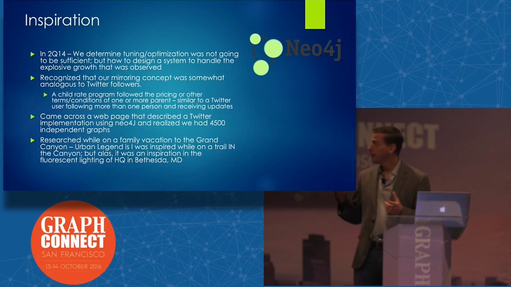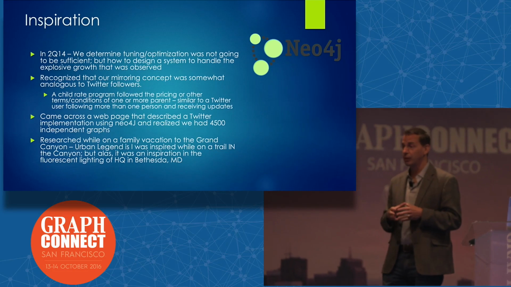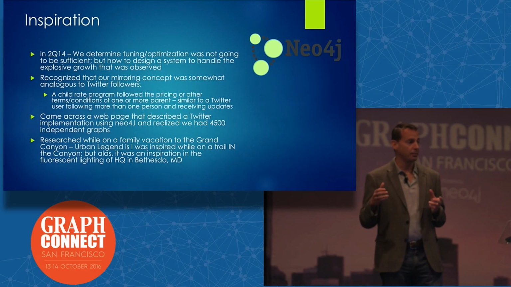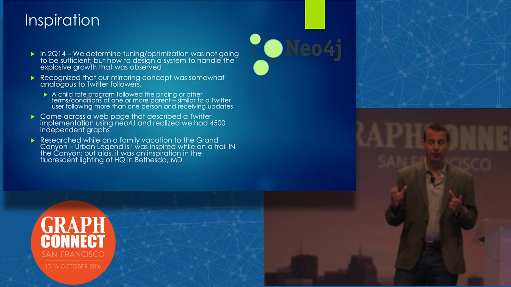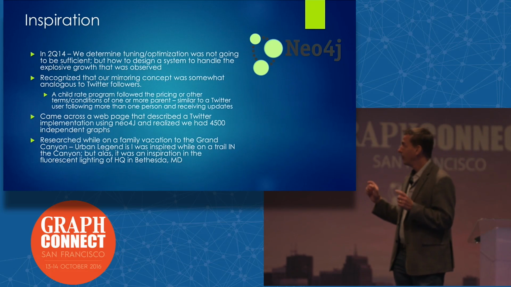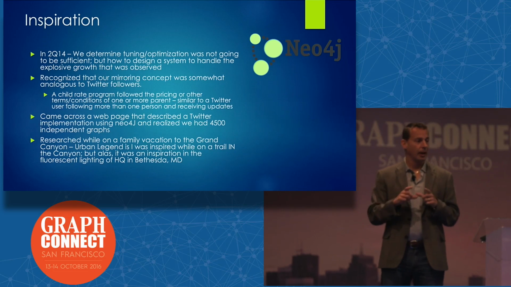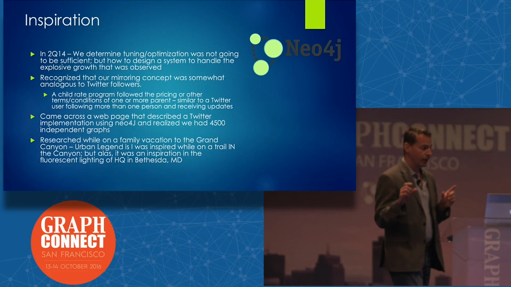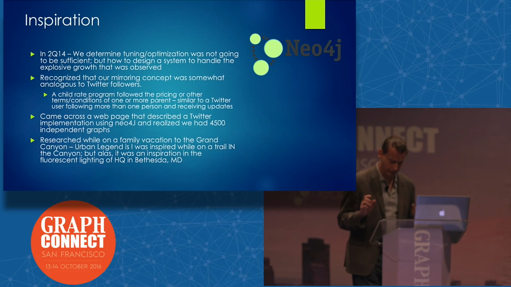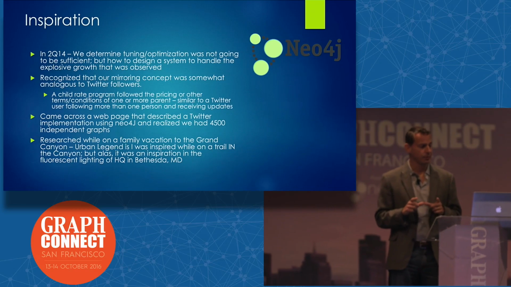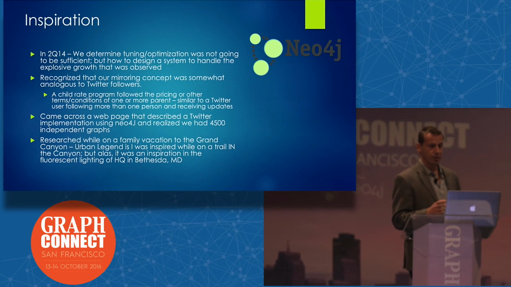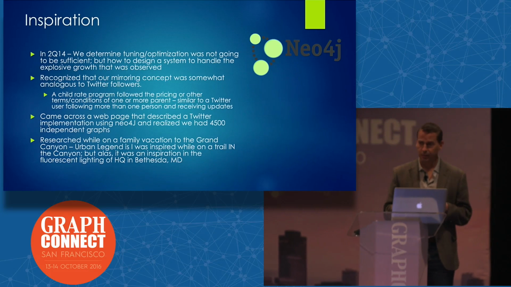It wasn't from Neo. It was actually just an independent blog that had written a Twitter application that implemented Neo. From that point, I realized what I really had was 4,500 independent graphs, and that the data was related. And I wanted to go through and see if that was going to be a viable solution for us. Started to research. I went through a process to be able to collect data.